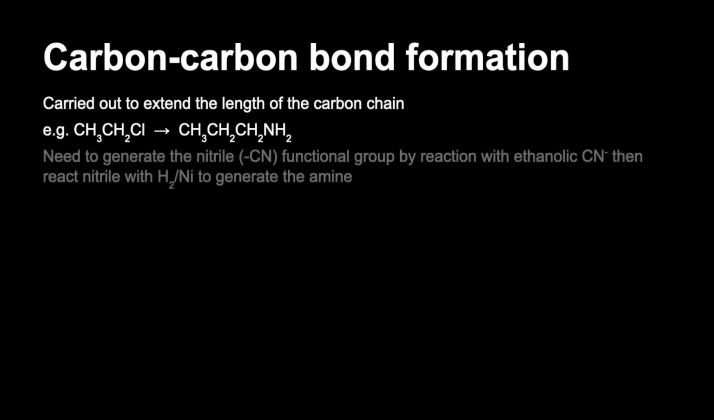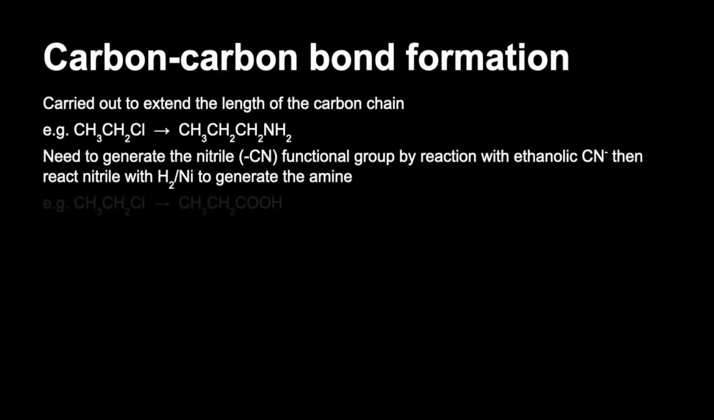The way we do that is we generate the nitrile functional group by reacting with ethanolic cyanide ions. Once we've done that, we've obviously got 3 carbons in the chain. We then react that nitrile with a hydrogen and nickel catalyst mixture, and that'll turn it into the amine that we want.